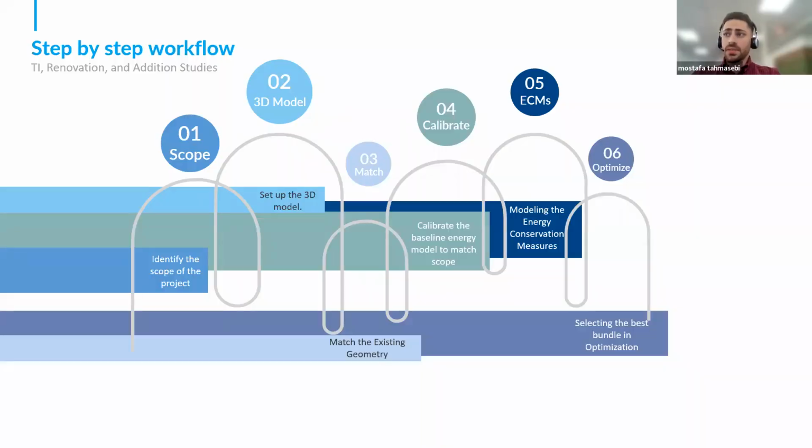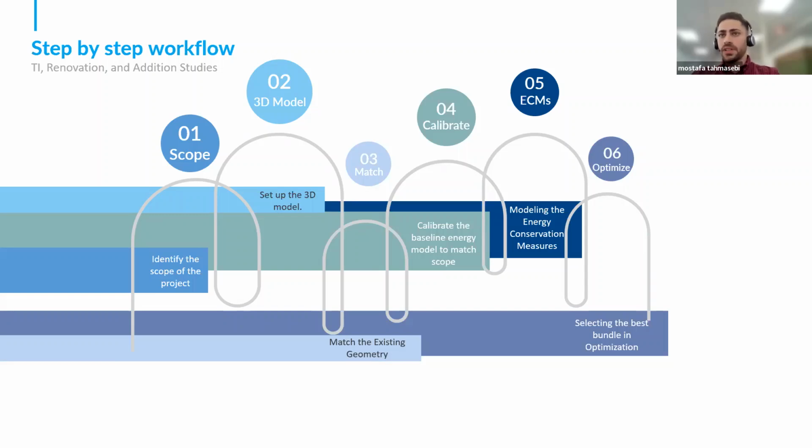There are 6 steps here in this process. Identifying the scope of your project would be the first one. And then when you're using Cove Tool, you want to set up a 3D model that matches your existing geometry. We want to calibrate the baseline energy model to match the scope of the project we have. And then finally, model the energy conservation measures and find the best bundle.